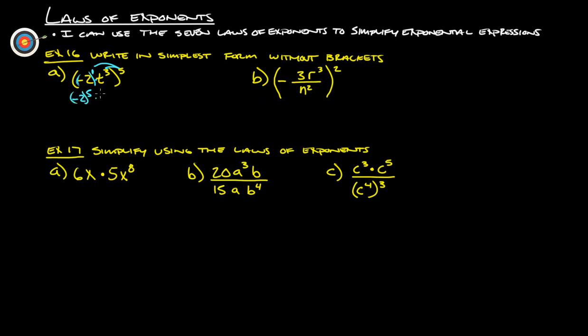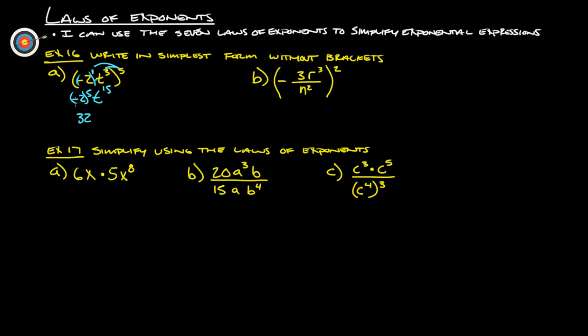And then t to the 3 times 5 is 15. Okay? So, write in simplest form without brackets. So we could just multiply that out. Negative 2 times 2 is 4. Times 2 more is 8. Times 2 more is 16. Times 2 more is 32. So 2 to the fifth power is 32.